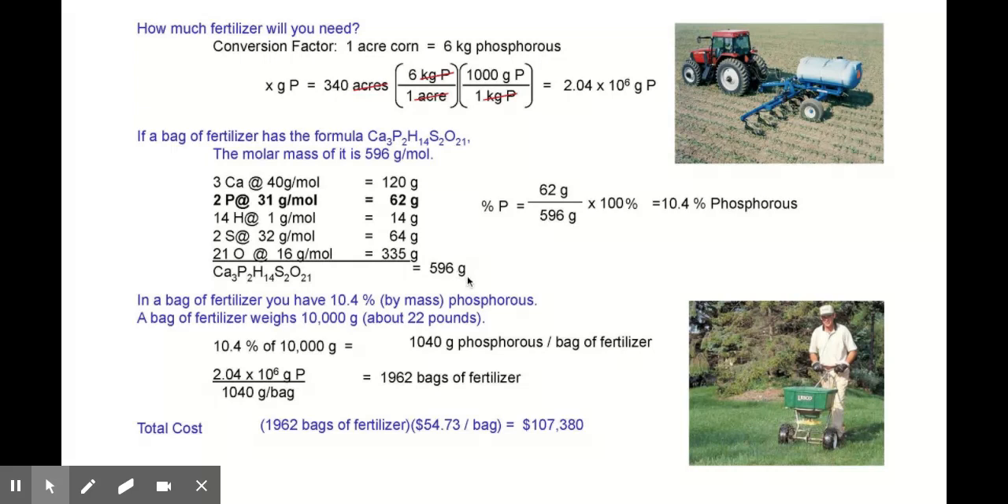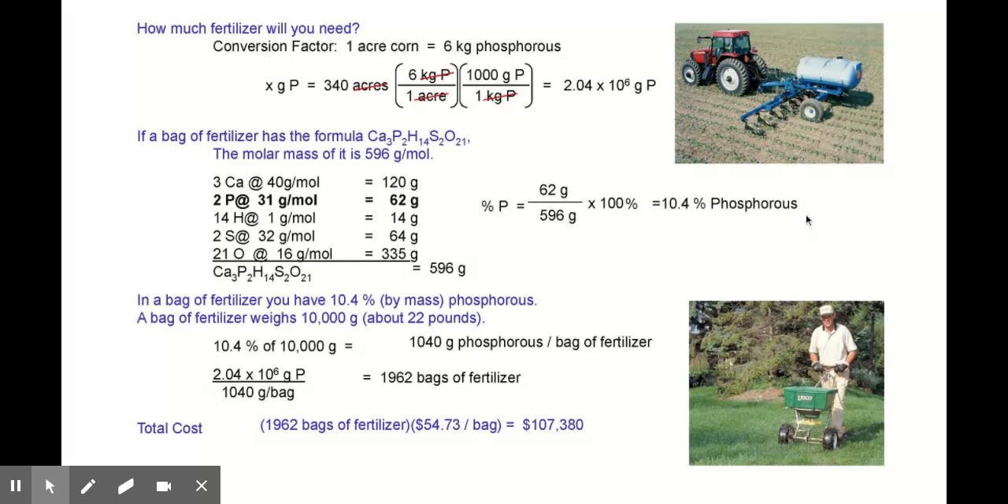Moving forward to the next part of it, we need to figure out what percent of this formula is actually phosphorus, because all of the rest of this is great and it's going to be good for the field, but what we specifically need is the phosphorus. How much of that can we get from here? This is going to be your percent composition. We did this last semester. So if you have 62 grams of phosphorus in this formula divided by the total mass of the formula times 100, that is going to give you 10.4% phosphorus. At this point, we know we need this many grams of phosphorus to cover our field, and we know that each bag is 10.4% phosphorus.